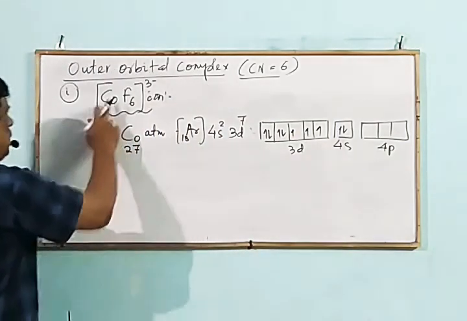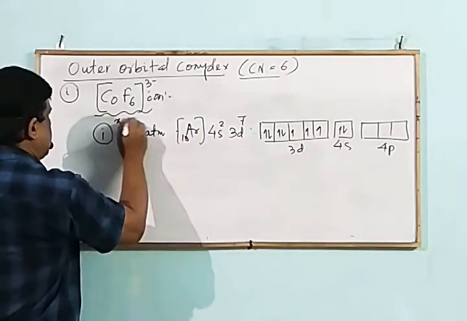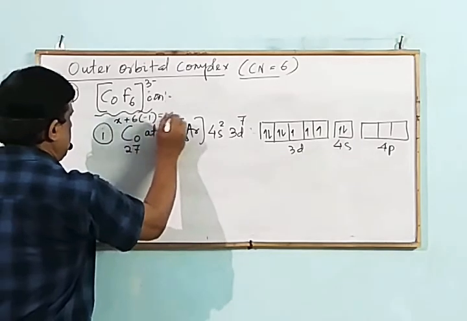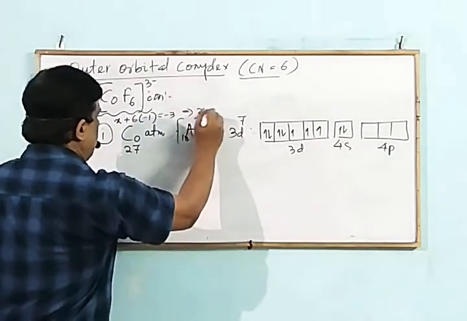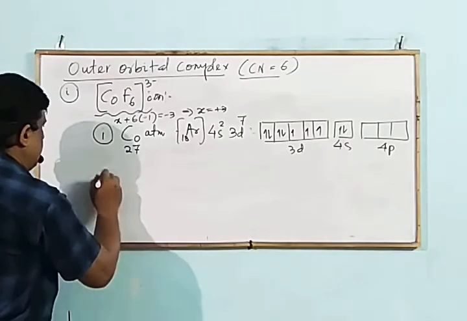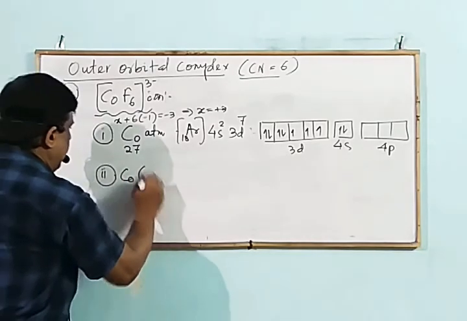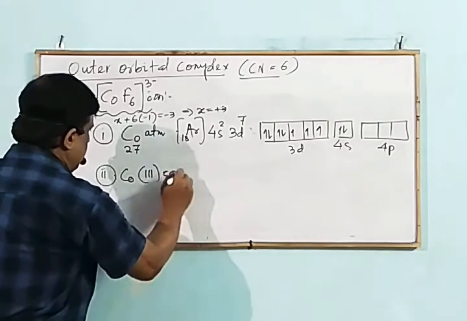Then we have to calculate the oxidation number. Let it be x plus 6 into minus 1 is equal to minus 3. On solving, x is equal to plus 3. That means cobalt is in plus 3 oxidation state.